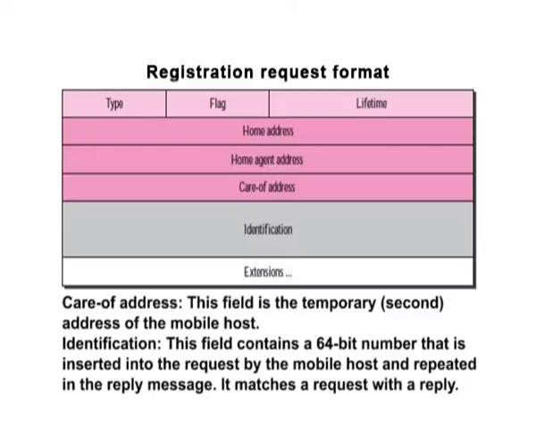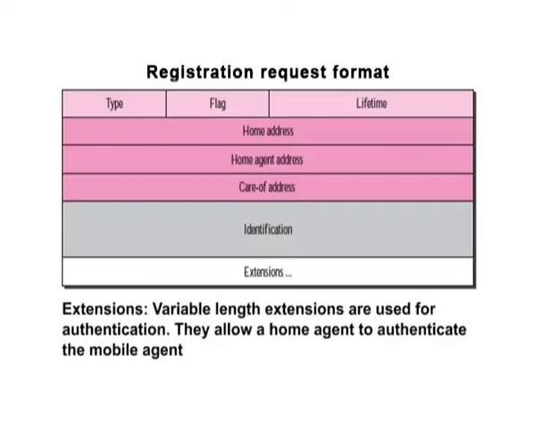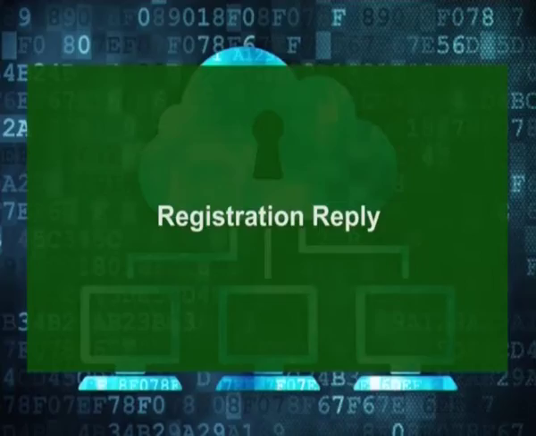This field contains the 64-bit number that is inserted into the request by the mobile host and repeated in the reply message. It matches a request with the reply. Extensions. Variable length extensions are used for authentication. They allow a home agent to authenticate the mobile agent.